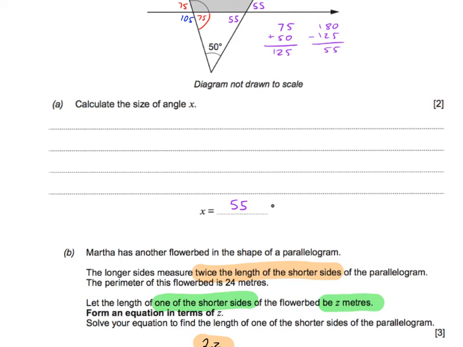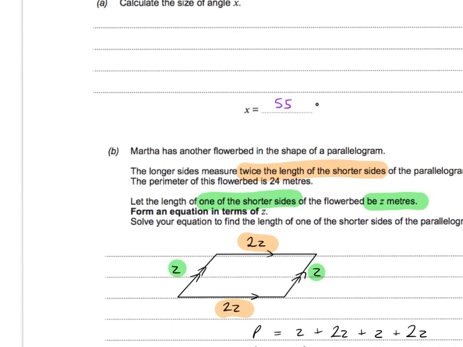So I solved my equation. I did that by actually drawing a parallelogram. My parallelogram looks like a pushed over rectangle. That's what parallelograms look like. I was told one of the shorter sides is z, so I put that z. And because the longer side is twice the width, I put that as 2z. I then put that the same, like I said, it's a pushed over rectangle, so these are the same, these are the same. And then the perimeter is one lap around there.